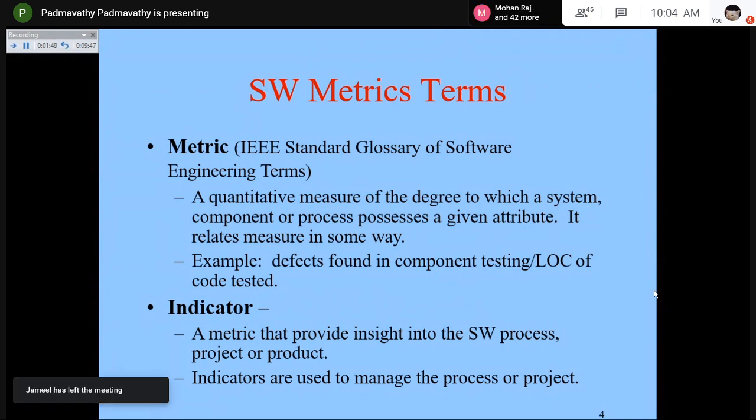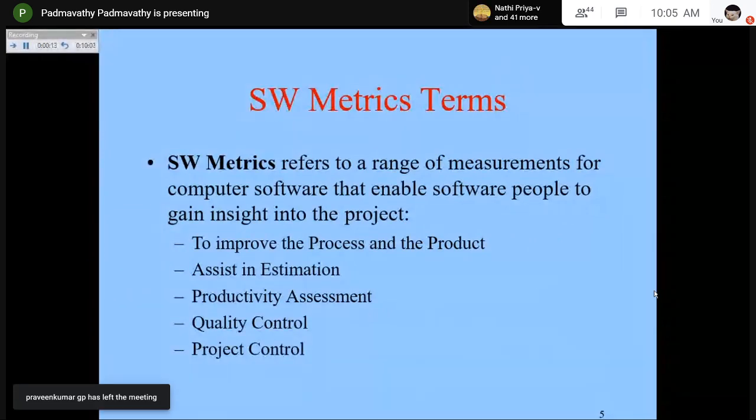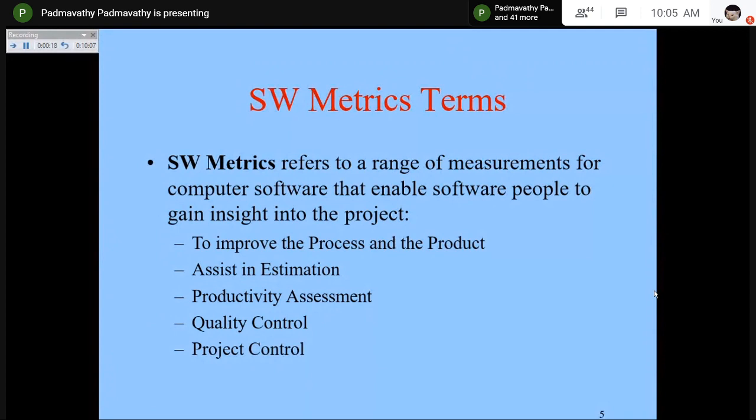So the software metrics refers to the range of measurements used for computer software. So this enables the software people to gain insight, a deeper knowledge about the project. Why they need this software metric? What they're going to do with the software metric? Because they want to improve the process and the product.